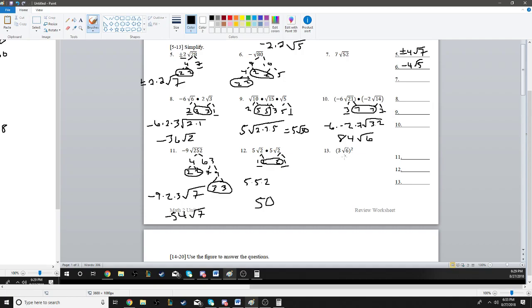And for this, you got to make sure that both things are squared. This is a 3 squared and the square root of 6 squared. 3 squared is 9. The root and the exponent will cancel, and all that comes out is the 6, for a grand total of 54.